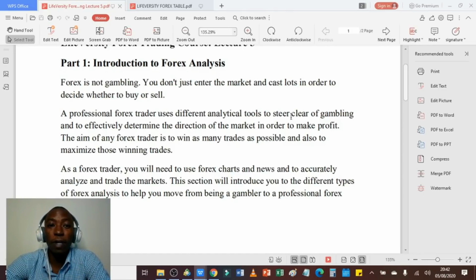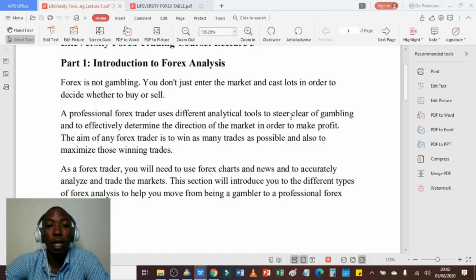The aim of any forex trader is to win as many trades as possible and also to maximize those winning trades. So you will not avoid losses. I've been there and I can prove it to you. You will always make losses in the foreign currency trading market, but the aim is to maximize your winnings and to ensure you win big and you lose small.